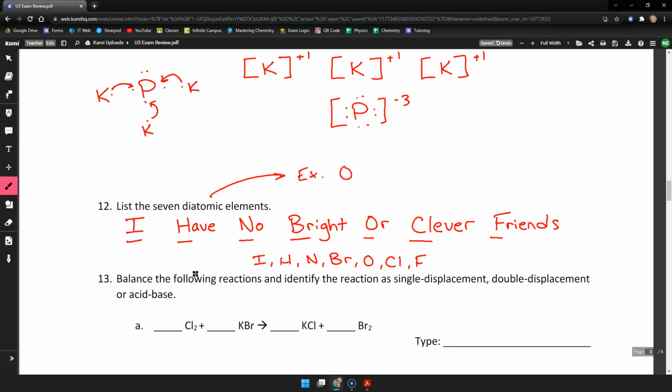Oxygen, for example, you'll never see it just written as O. It'll be written as O2. Okay, it's diatomic.